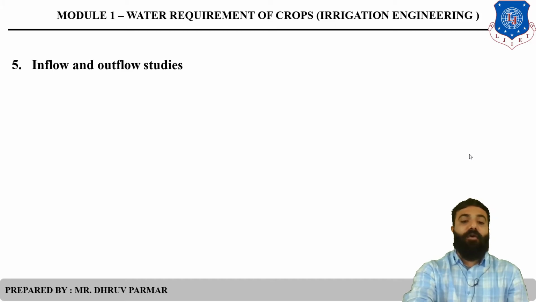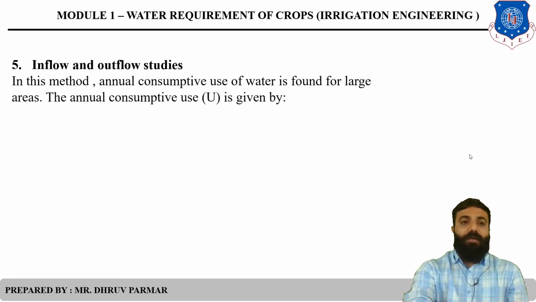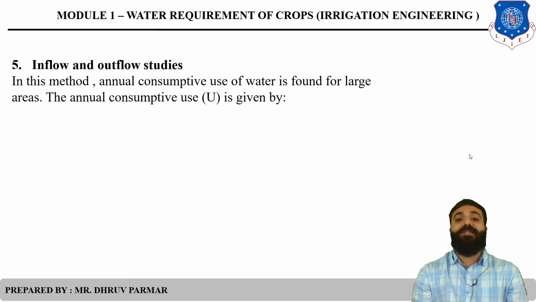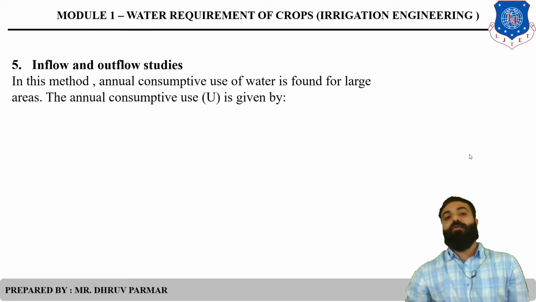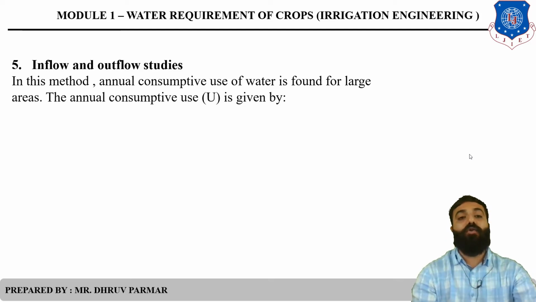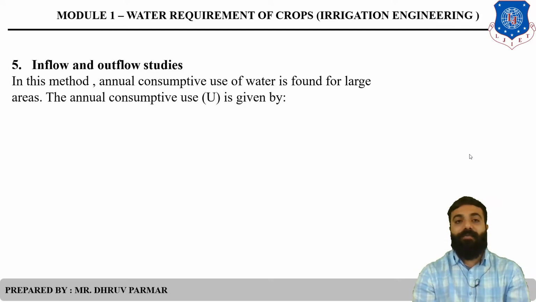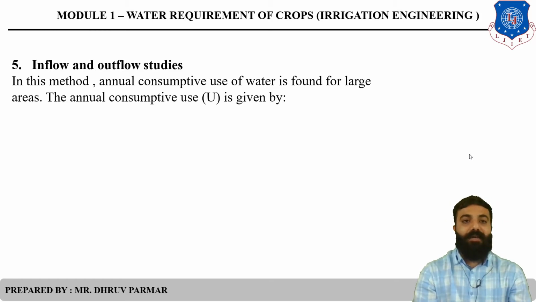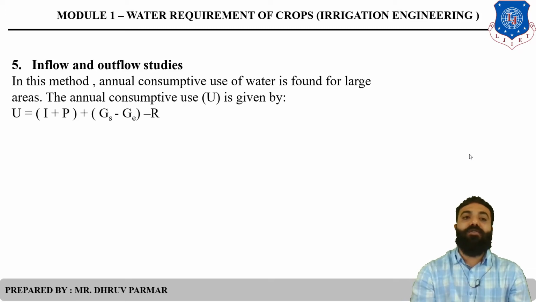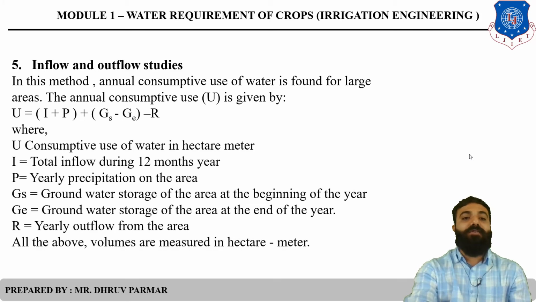Next one, the inflow and outflow study. In this method, the annual consumptive use of water is found for a large area. This method is used to find out the annual consumptive use, meaning 12 months, and it is used for large areas. The annual consumptive use is given by U equals I plus P plus GS minus GE minus R. So what is I? I is the total inflow during 12 months.